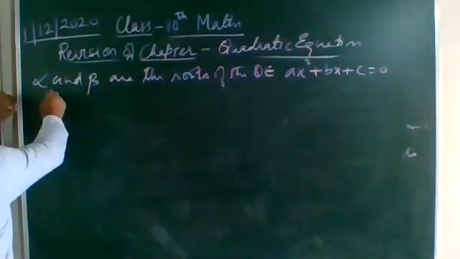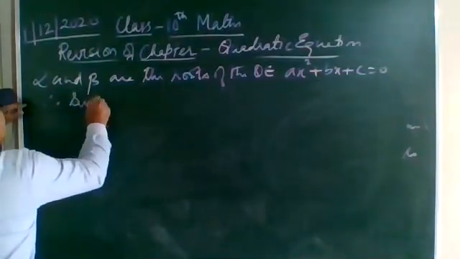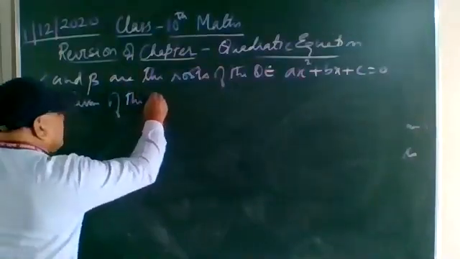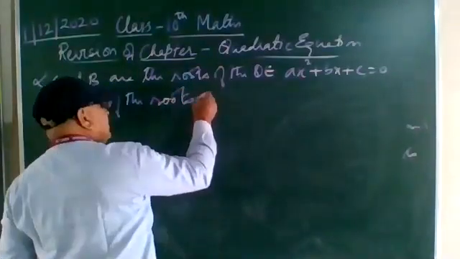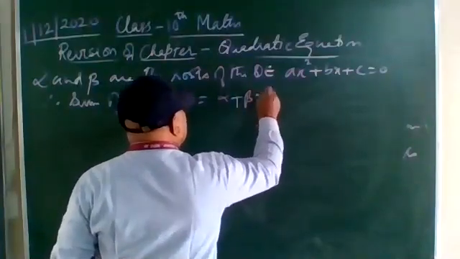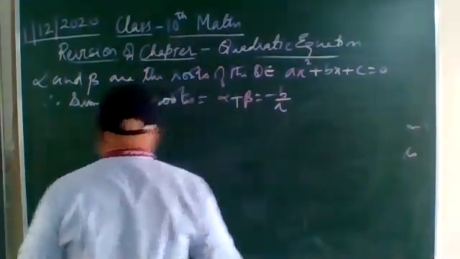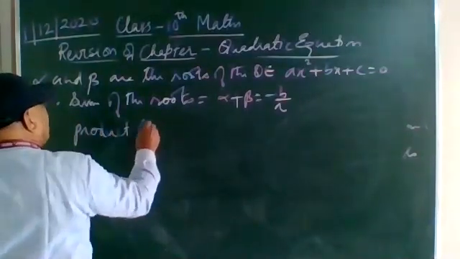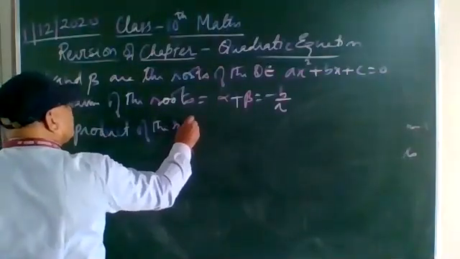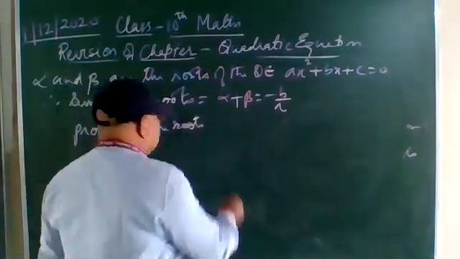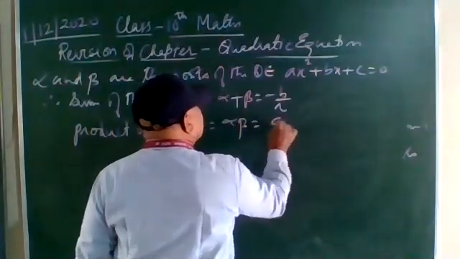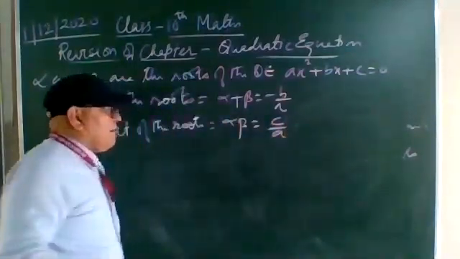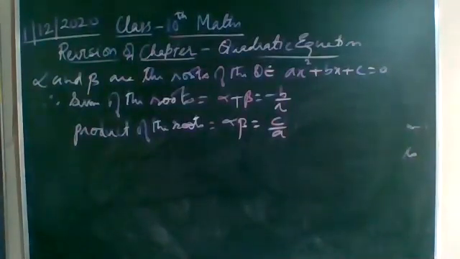Therefore, the sum of the roots alpha plus beta is minus b by a, and the product of the roots alpha beta is c by a, where alpha and beta are the roots of the quadratic equation ax square plus bx plus c equal to 0.